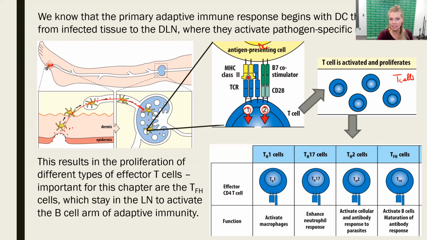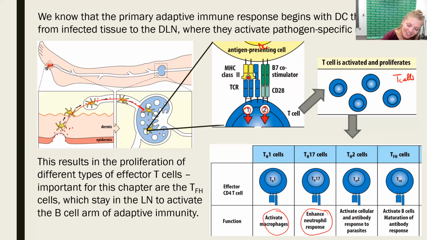So these cells then differentiate based on the type of cytokine that is polarizing to either an inflammatory type response where macrophages are going to be activated. If it is a potential bacterial infection and more neutrophils are needed, then neutrophils will be enhanced if Th17 cells are proliferated or differentiated into.